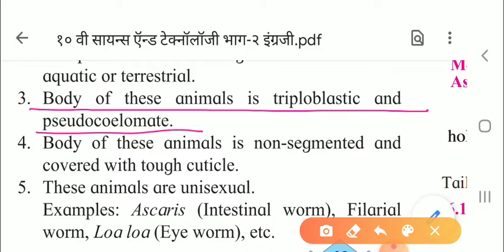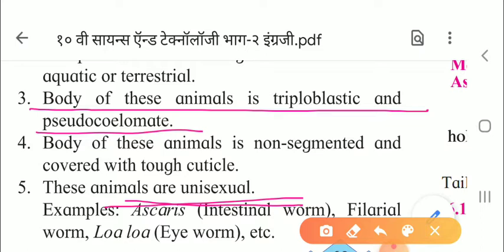Fourth point, we can see the body of this animal is non-segmented. That means, like in earthworm, you can see different ring-like segments, but here the body is completely smooth, no segments are there, and they are covered with a tough cuticle. Cuticle means outer covering, that is tough. These animals are unisexual. Unisexual means either male or female sex is there in one organism. That means male and female are separate, like in human beings.